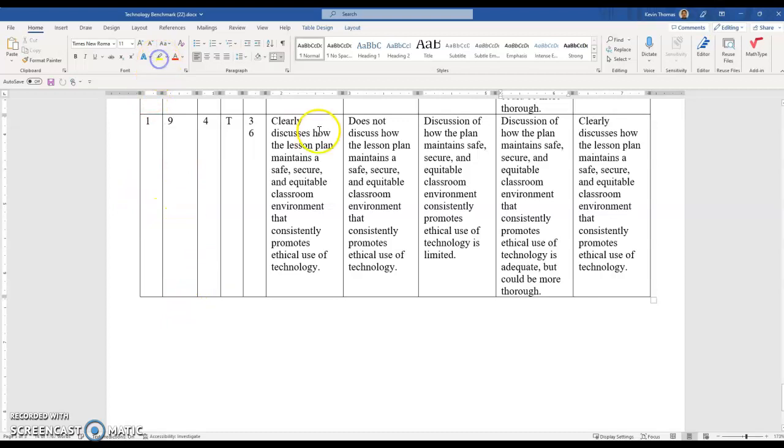Finally, and surprisingly, this is one that's oftentimes not addressed. You want to talk about choices that you made to ensure that your use of technology in your lesson maintained a safe, secure, and equitable environment. So equitable, okay, this is a great place for you to talk about the digital divide, right? So I use technology, all the students have Chromebooks, and then I use technologies that were free so that everyone would have access to them, both in the classroom and outside of the classroom.